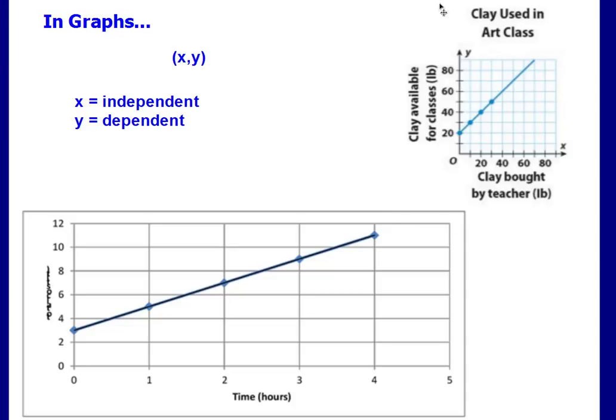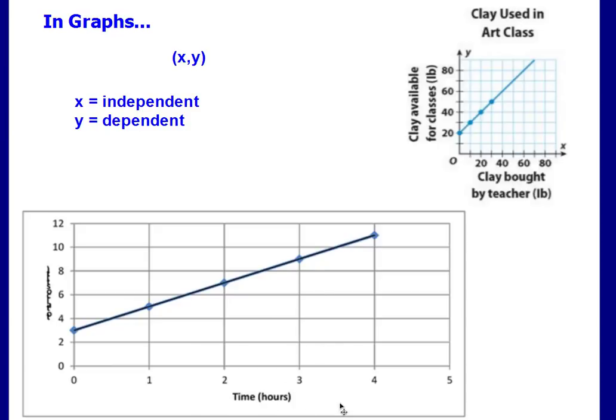So looking at this right here, we can easily see that the clay bought by the teacher is our independent because it is on the x-axis, and that the clay that's available for the classes is your dependent because it is on the y-axis. But you need to make sure that you can justify it, that you understand it. You have to know how much clay the teacher bought in order to determine how much is going to be available for each class.